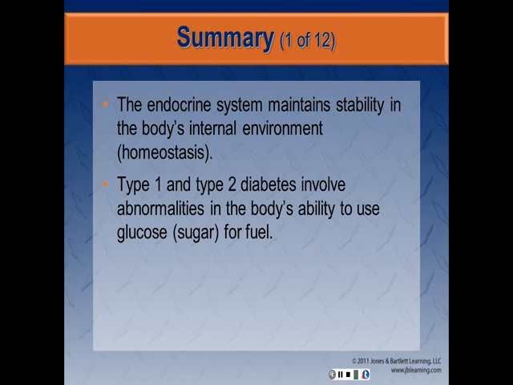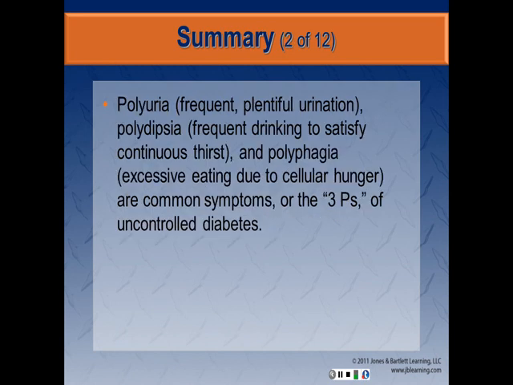In summary, the endocrine system is a complex message and control system that maintains stability in the body's internal environment called homeostasis. Type 1 and Type 2 diabetes are metabolic disorders involving abnormalities in the body's ability to use glucose for fuel. Polyuria, frequent plentiful urination, polydipsia, frequent drinking to satisfy continuous thirst, and polyphagia, excessive eating due to cellular hunger, are common symptoms of the 3 Ps of uncontrolled diabetes.